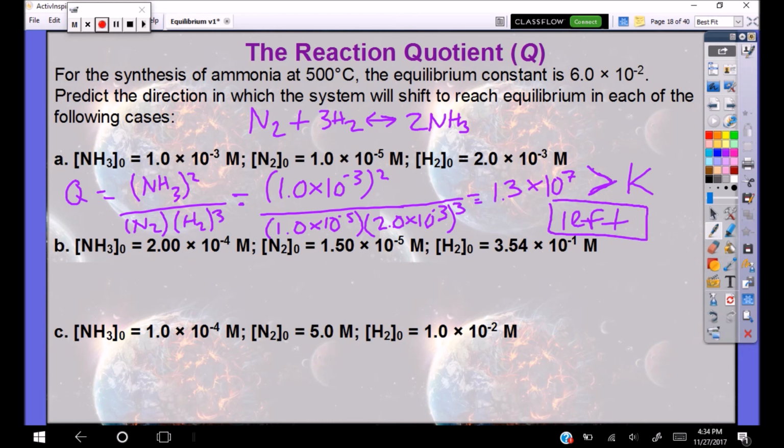Go ahead and calculate these last two on your own and tell me which direction it shifts. Okay. Here we should have gotten no shift. They should have been equal to each other. Try C. Okay. Here we should have gotten that Q is less than K, and therefore it will shift to the right.